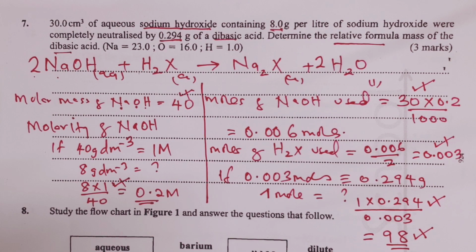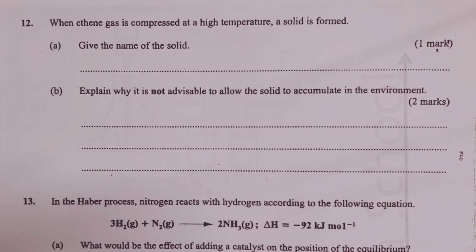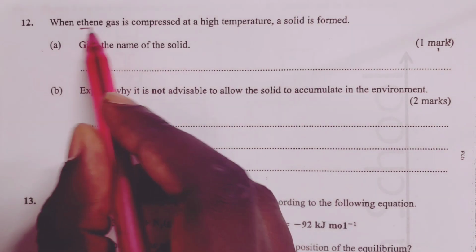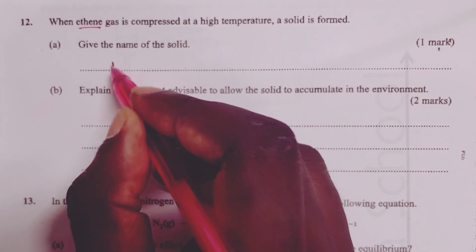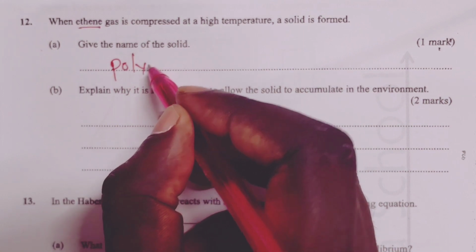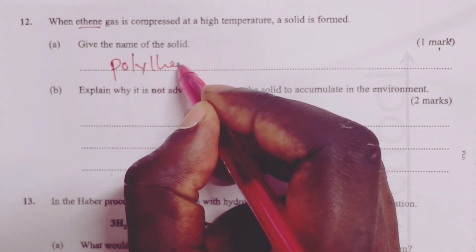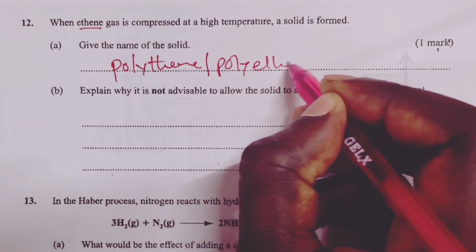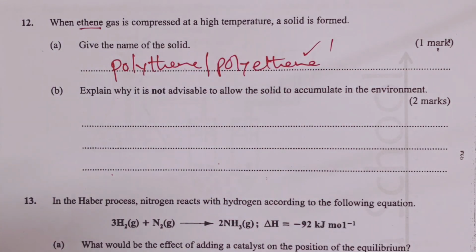That leads us to question number 12, testing on organic chemistry 1. When ethene gas is compressed at a high temperature, a solid is formed. This is polymerization of ethene. The solid formed here is the polymer of ethene that we call polyethene, or we can go for the chemical name of polyethene. For 1 mark.